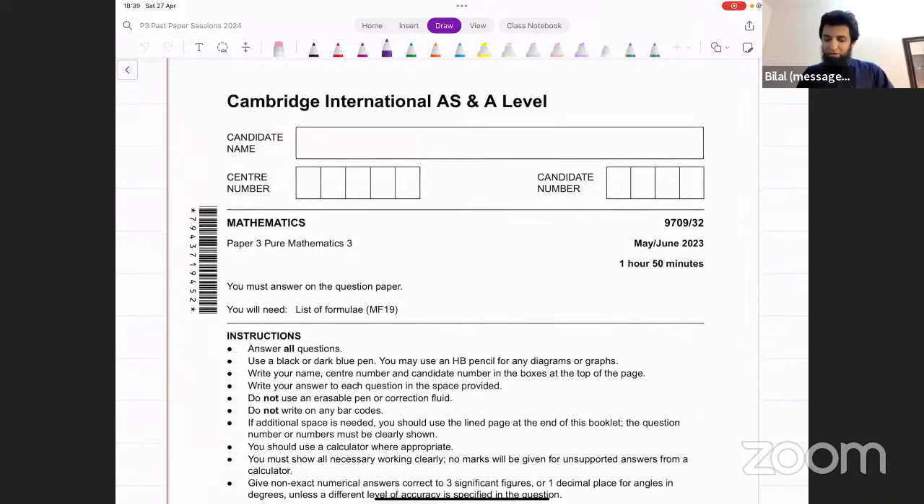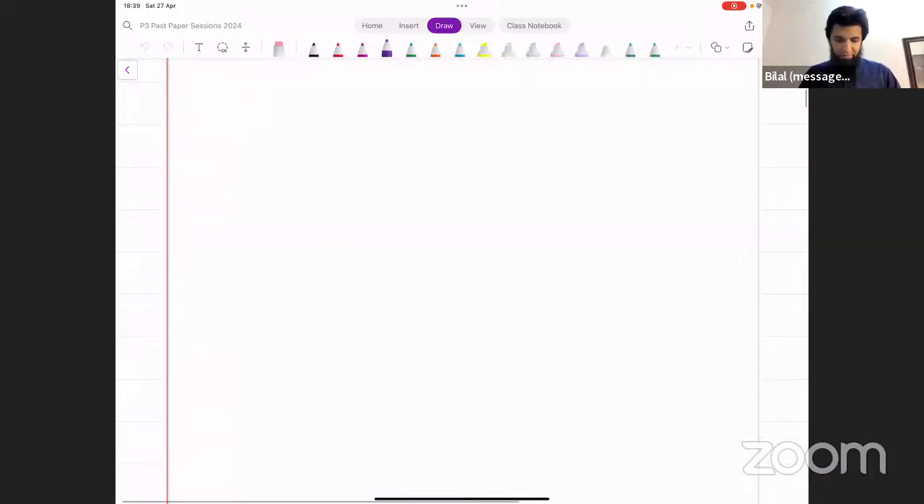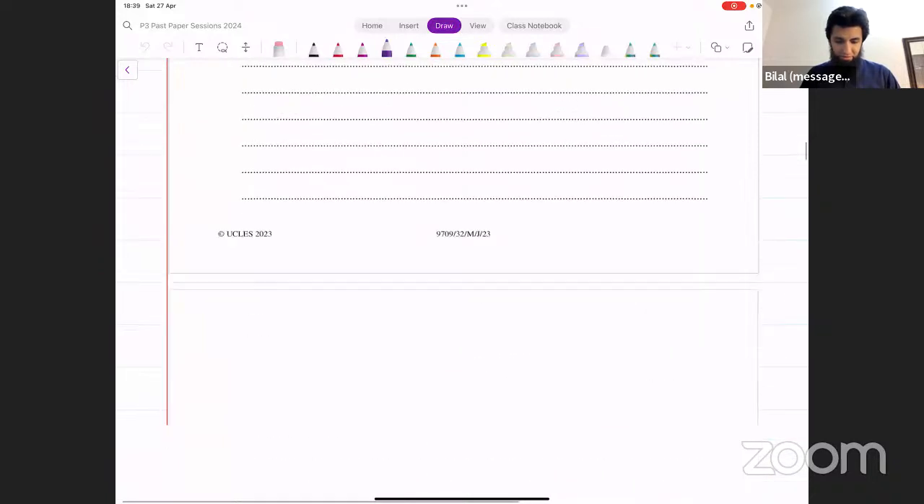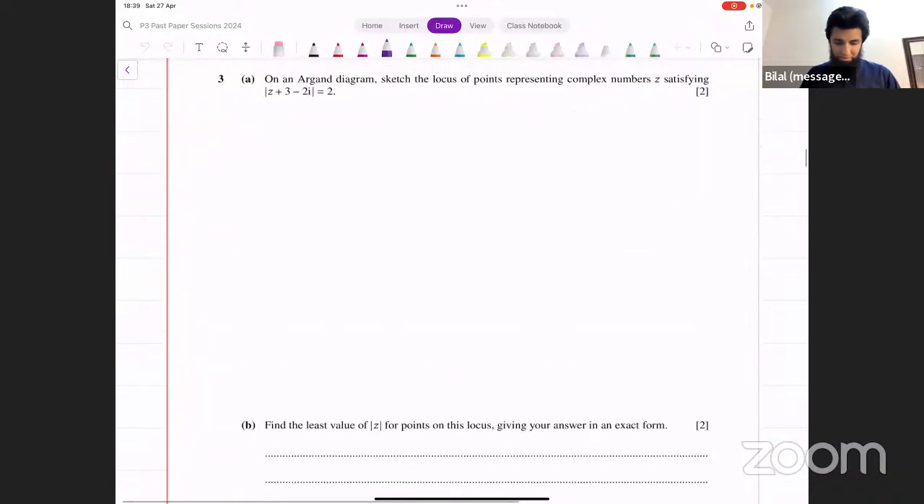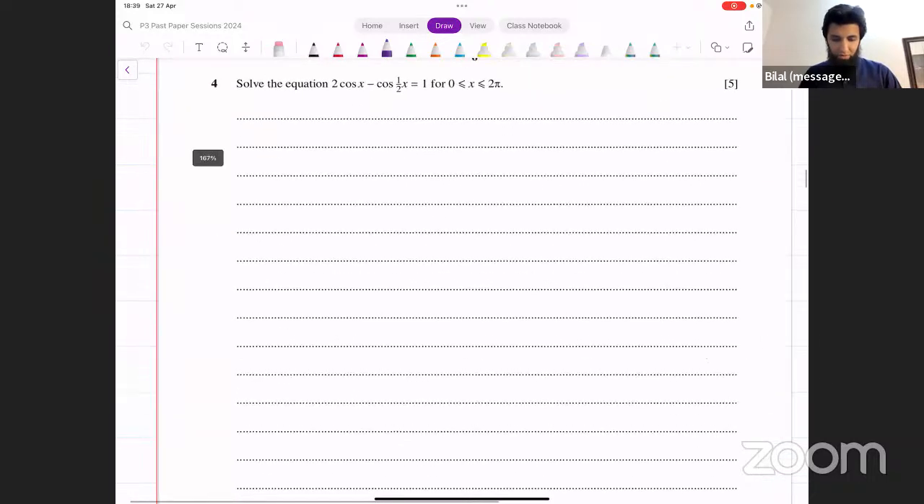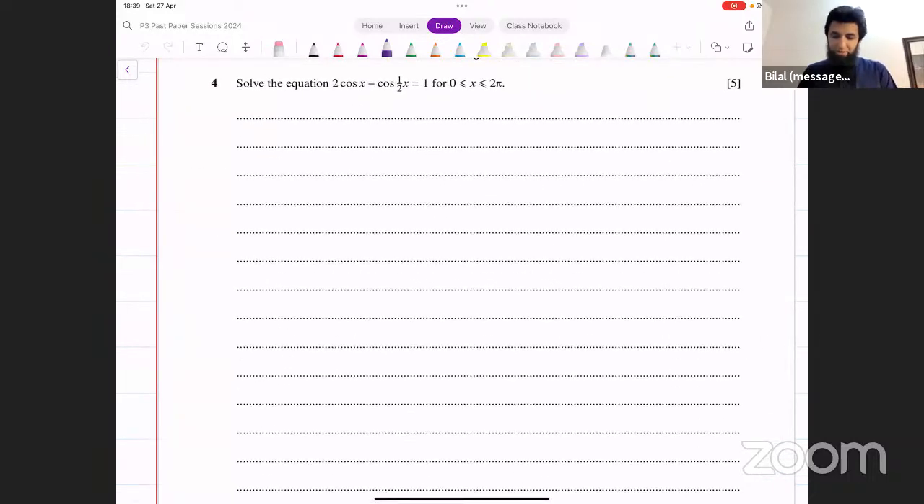May, June 2023, paper 3, variant 2. This is the one that we are going to start from. Okay, so let's have a look at these questions. We have this inequality first of all, then this log question, then this complex number problem, which most of you are saying you're okay with. Okay, so this is the first question that most of you have asked about. Question number 4. Yeah, let's start with this one.